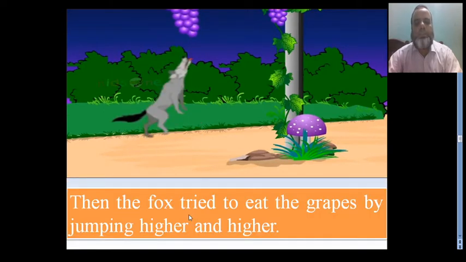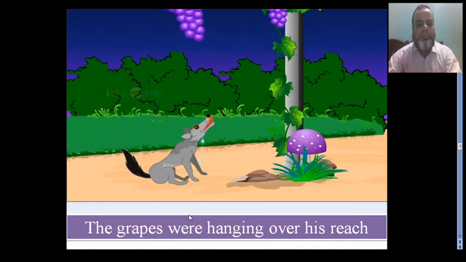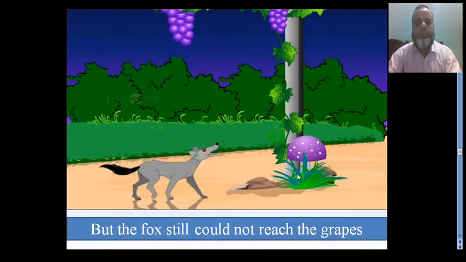Then the fox tried to eat the grapes by jumping higher and higher. He just jumped and jumped to have the grapes, but it was beyond his reach. So he was trying to eat the grapes by jumping higher and higher. But the grapes were hanging over his reach. He couldn't reach the grapes. But the fox still could not reach the grapes. He was trying and trying, but he couldn't reach the grapes.